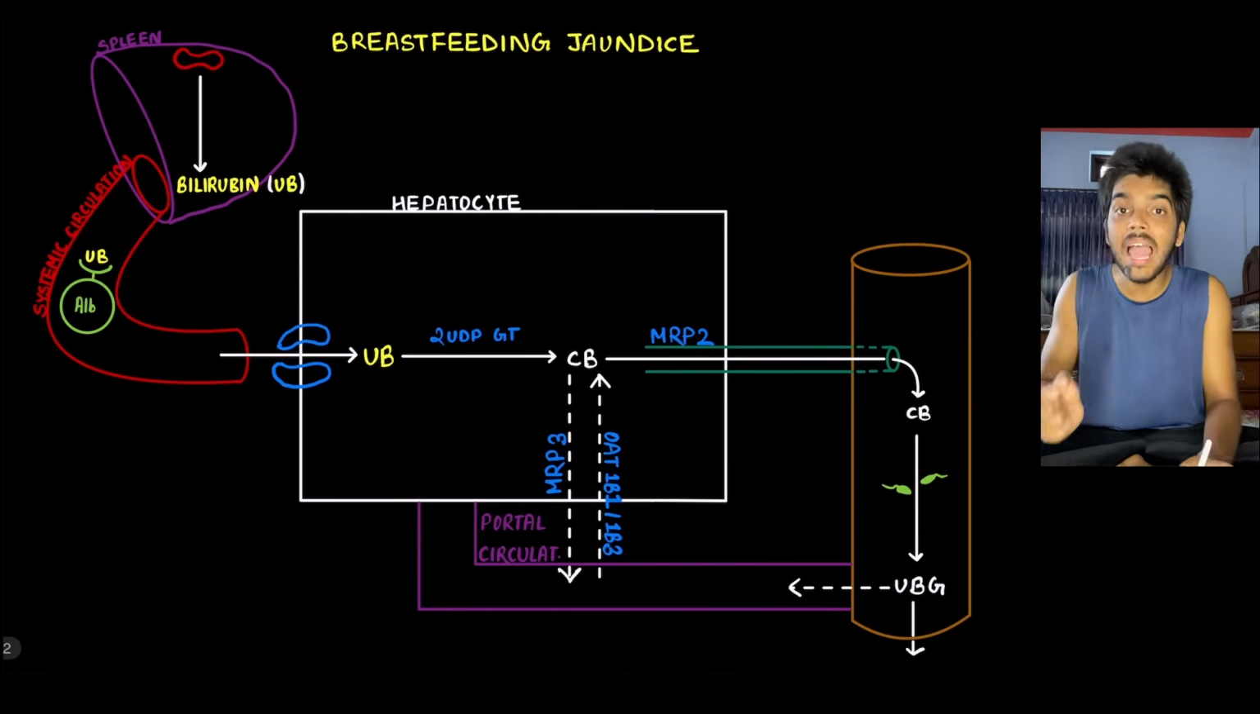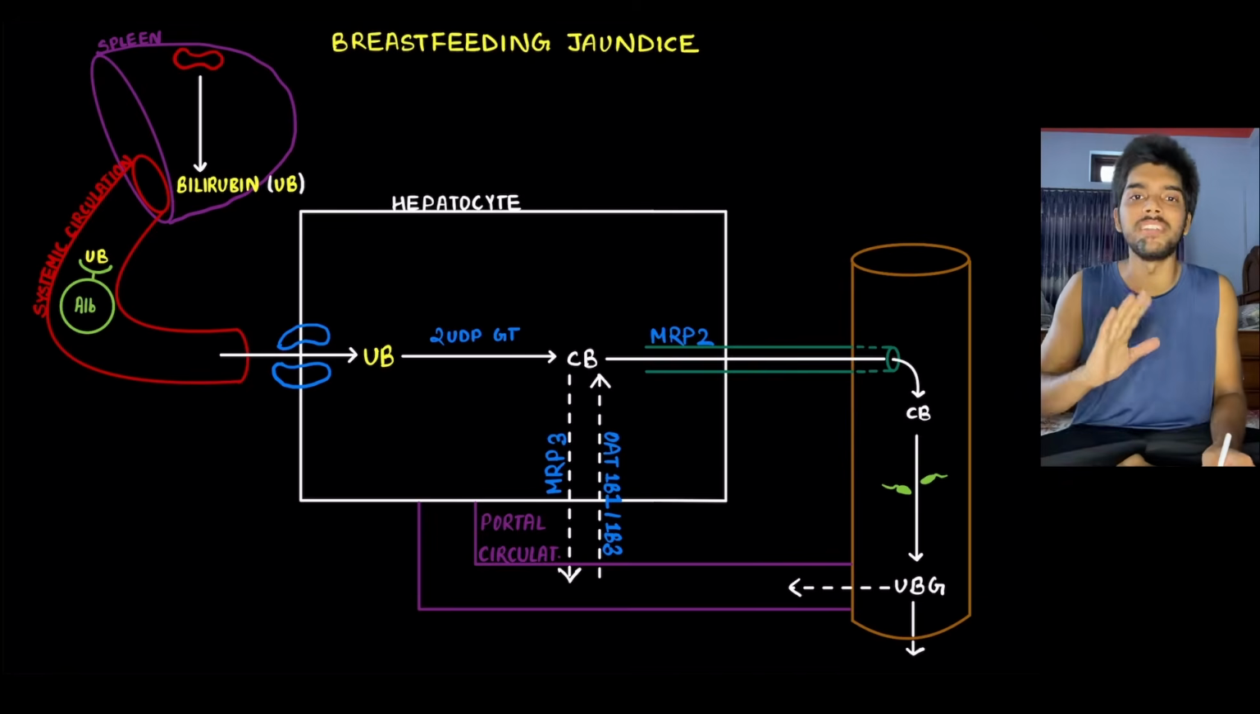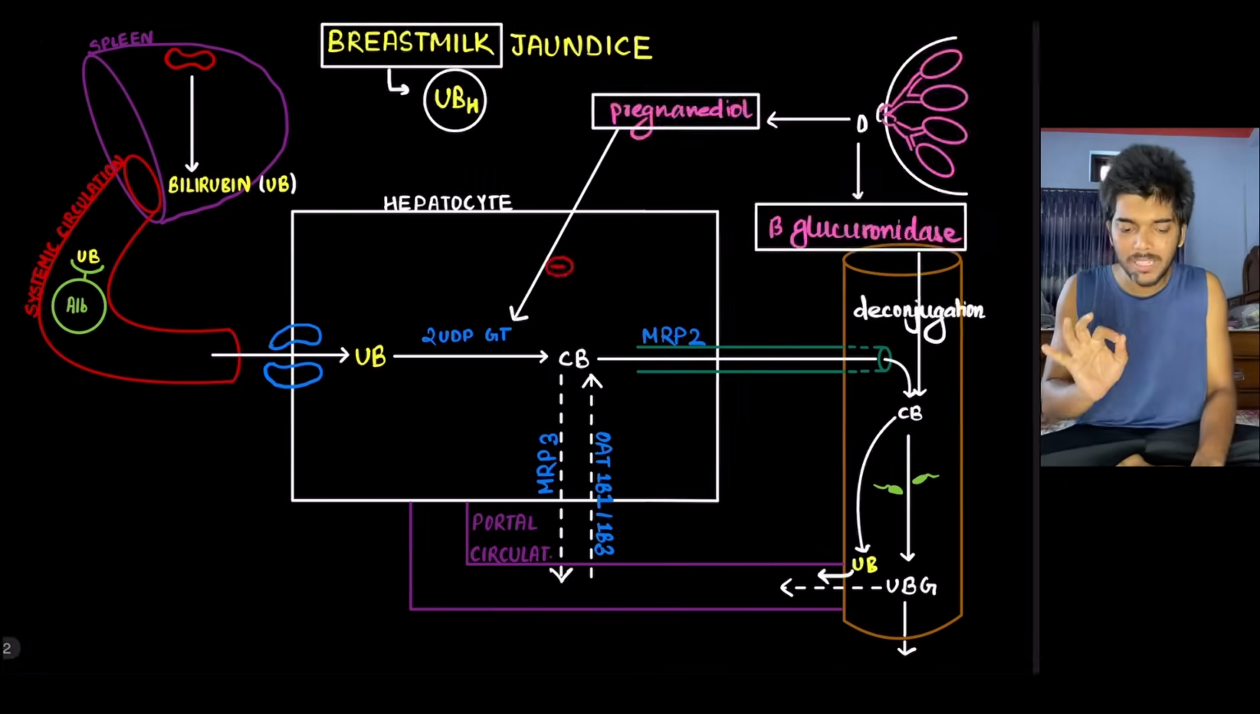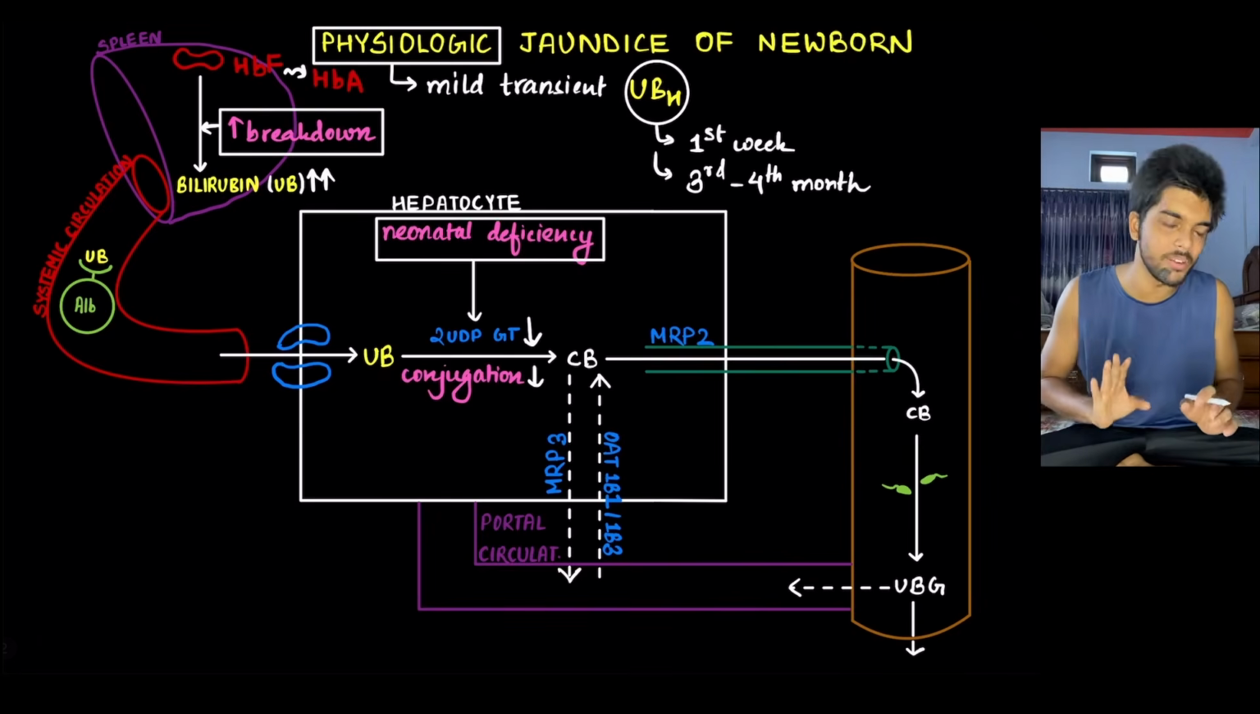Third, breastfeeding jaundice. If breast milk jaundice is a result of breast milk, breastfeeding jaundice is a result of absence or lack of breast milk. Completely opposite to one another. One last proper explanation so that you can compare between the three.